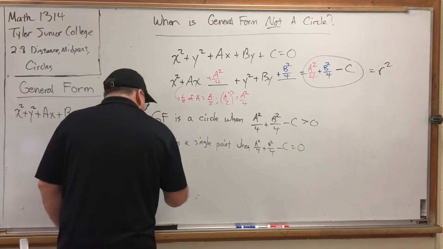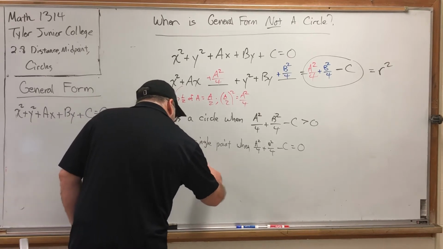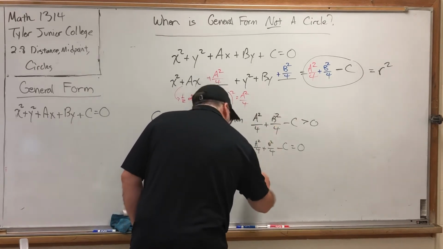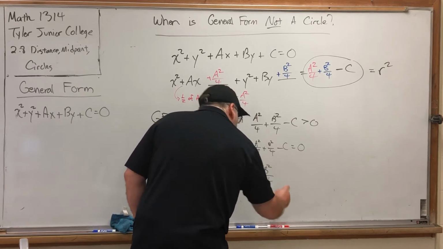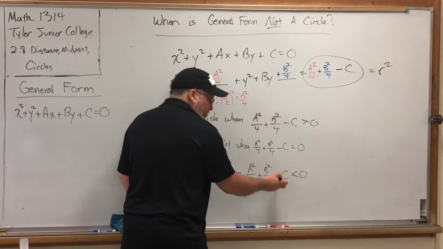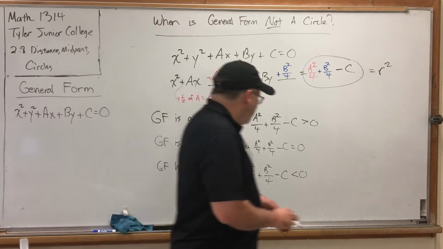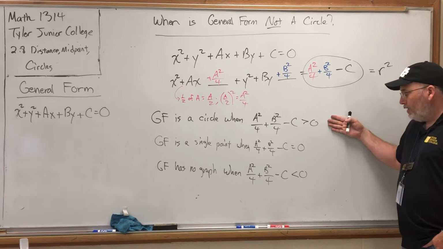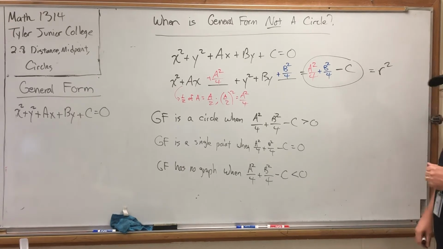And then we can say that general form has no graph when that expression, A squared over 4 plus B squared over 4 minus C, is less than 0, because that would represent the squared radius, so square rooting a negative would make it imaginary. So at this point we've actually answered the question: under what conditions will general form be a circle, be a single point because it collapses down to a radius of 0, or have no graph at all.